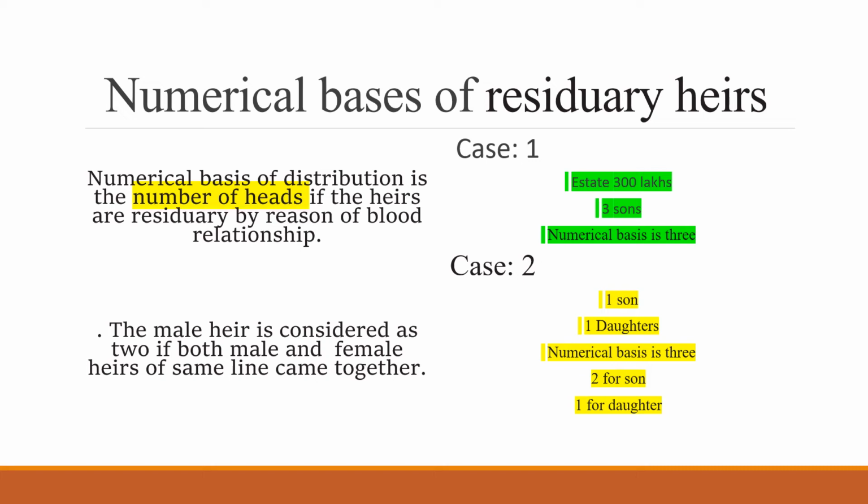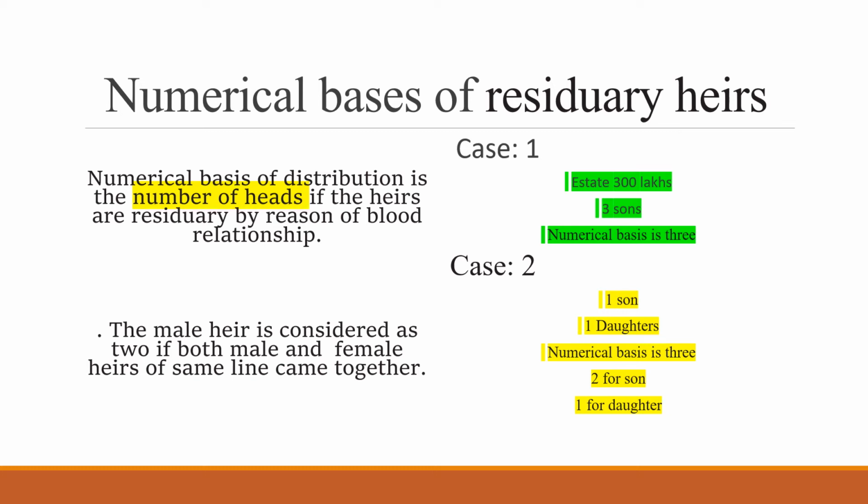The number of their heads is the base value, the numerical basis. Another example: the male heir is considered as 2 if both male and female heirs of the same line come together. That is the second type of residuary. We said that there are asabatum bin nafs, asaba by themselves, asaba by others, and asaba with others.